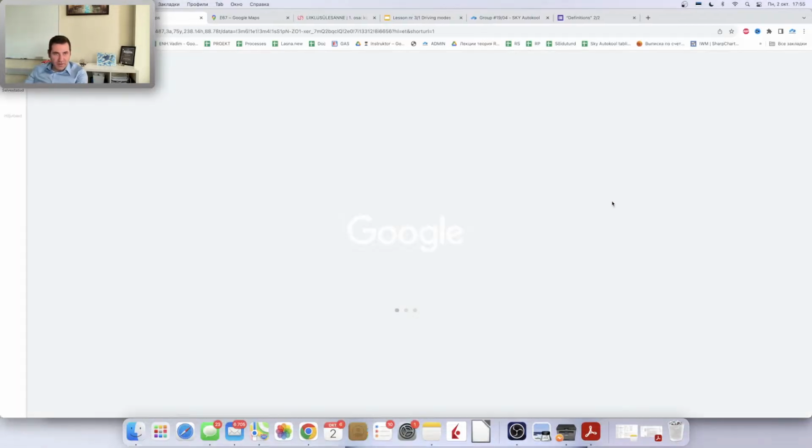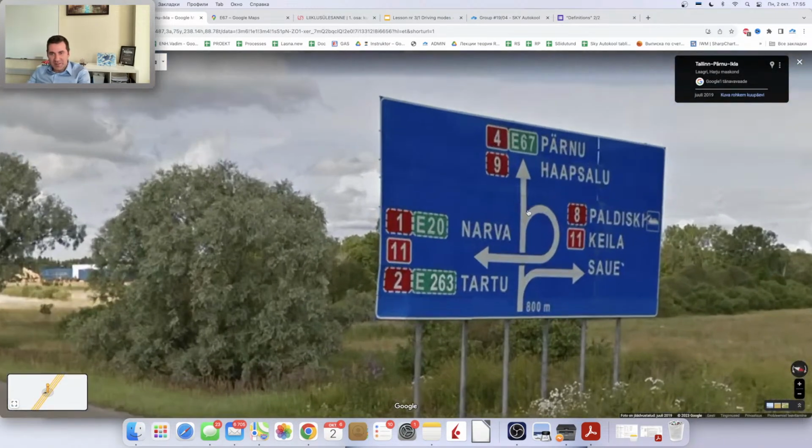And for example, let's take the same picture. You can see that after 800 meters, if you turn to the right, you will get to road number 11, which goes to Keila and Saue. And after that there will be another crossroad where you can go to road number 8, which leads you to Paldiski. And if you go straight, you are actually already on road number 4, which brings you to Pärnu, and which is at the same time an international road, E67. So if you keep driving ahead, you can go to the Czech Republic, to Prague. It will end in Prague.